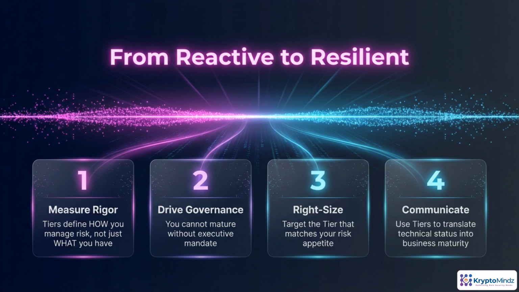To move from reactive to resilient, use implementation tiers as a management tool, not a scorecard. Measure the rigor of how you manage risk. Use the tiers to anchor governance and executive ownership. Right-size your target tier to your risk appetite and communicate maturity clearly in business language.